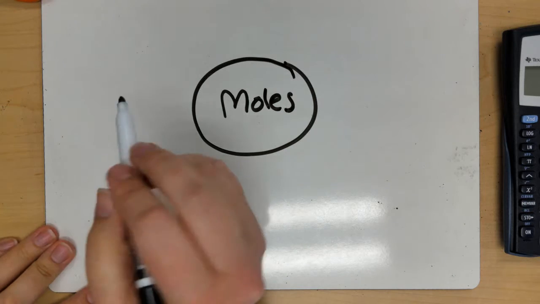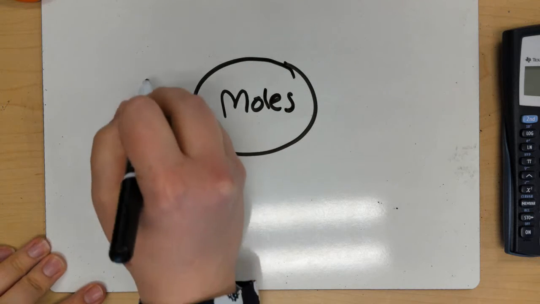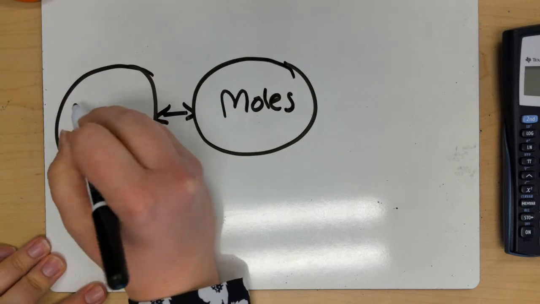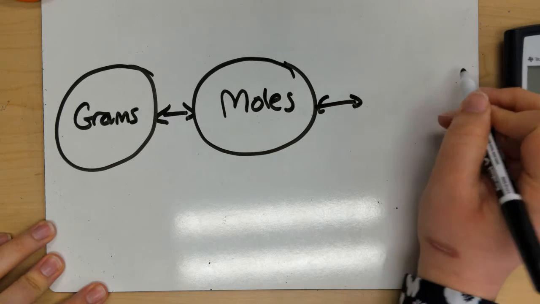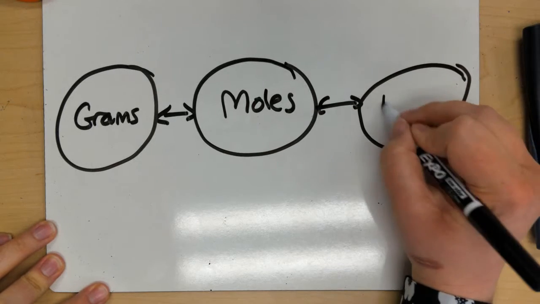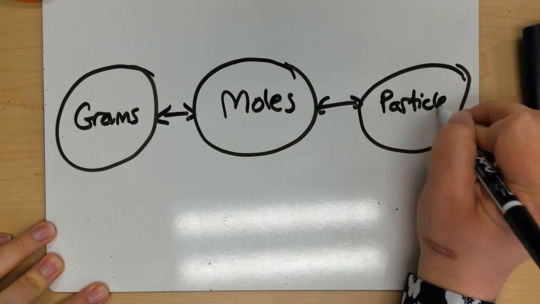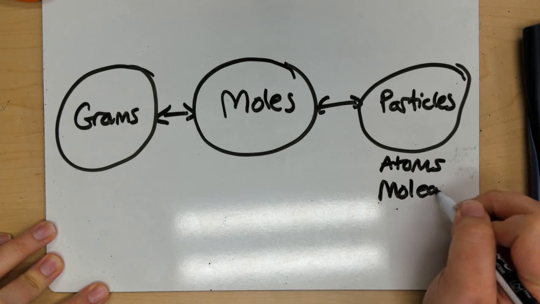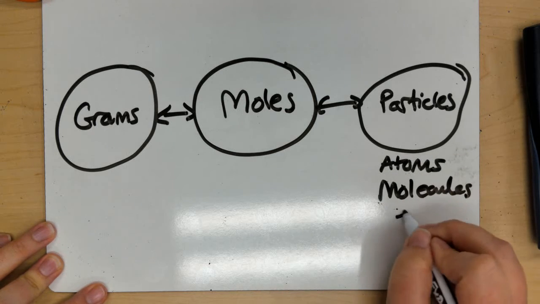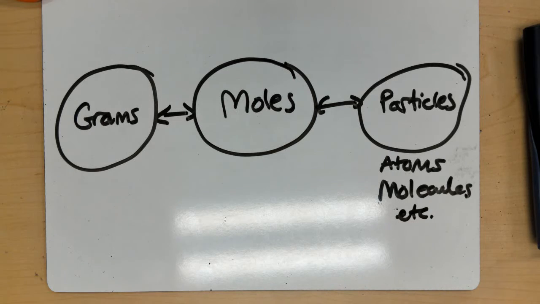Okay? So we can convert moles to two different things. We can convert moles to mass in grams, and we can convert moles to particles. Now, particles could mean atoms, it could mean molecules, it could mean ions, formula units, whatever. Okay? It just depends on the substance that we're talking about.